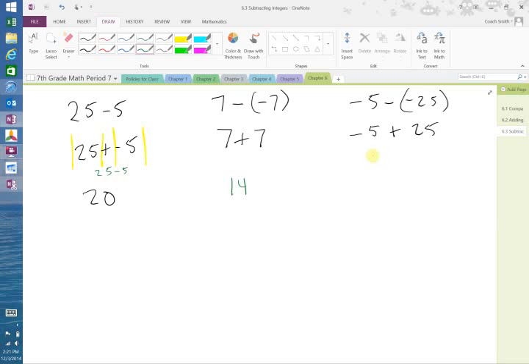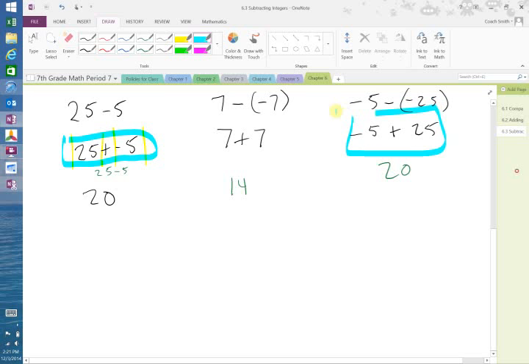20. The answer is 20 because look, everybody, this problem and this problem are exactly the same. The commutative property says that I can flip those two things around and it's the same problem. Okay, so this problem is also 25 plus negative 5. So if the first one is equal to 20, then the second one has to be equal to 20.